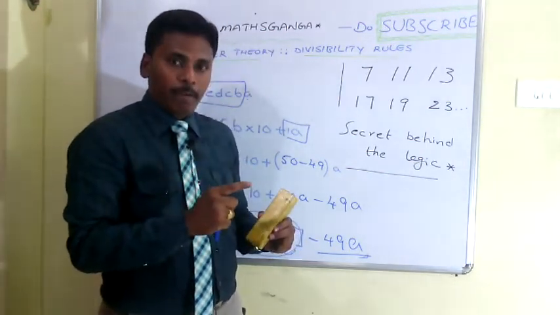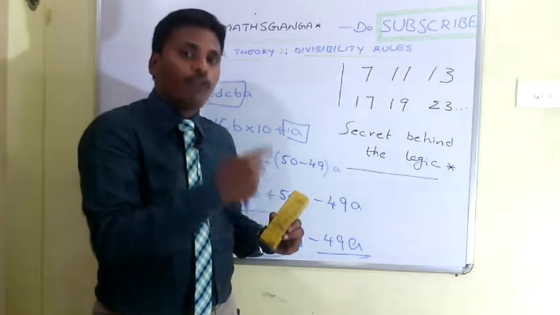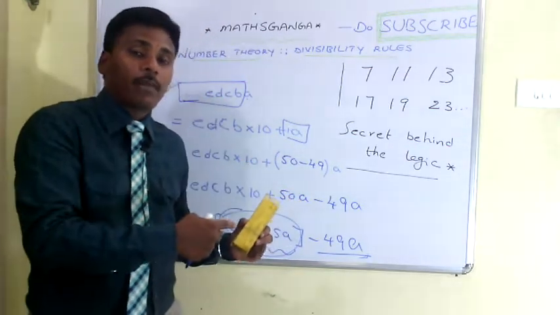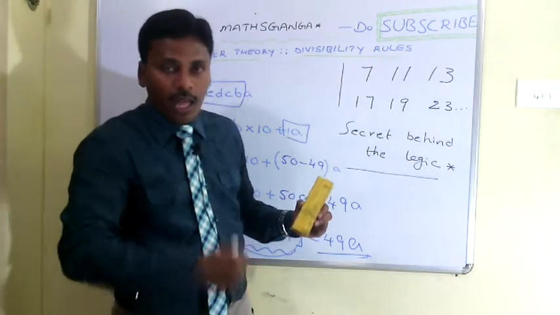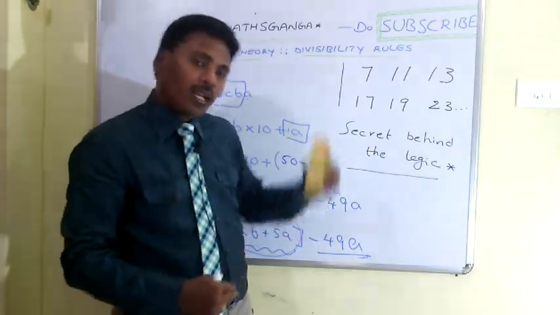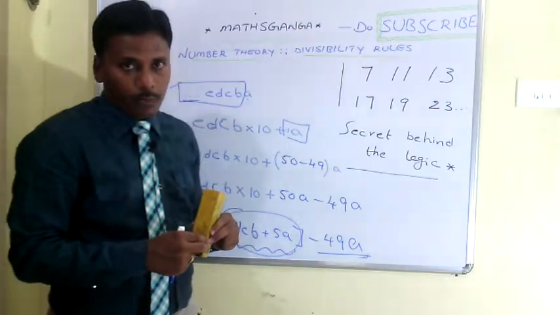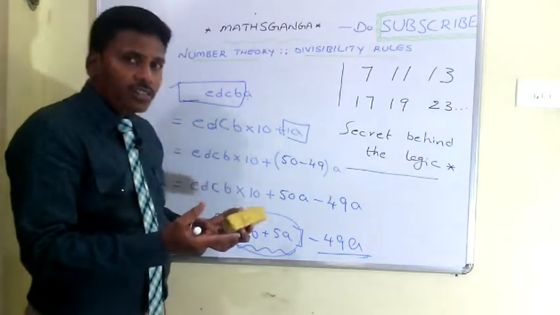We need to multiply the last digit by 4 and add it to the remaining number, and continue the process to reach a known 13 multiple. If we reach a known 13 multiple, then the given number is also a 13 multiple. Okay, see how it is generated.